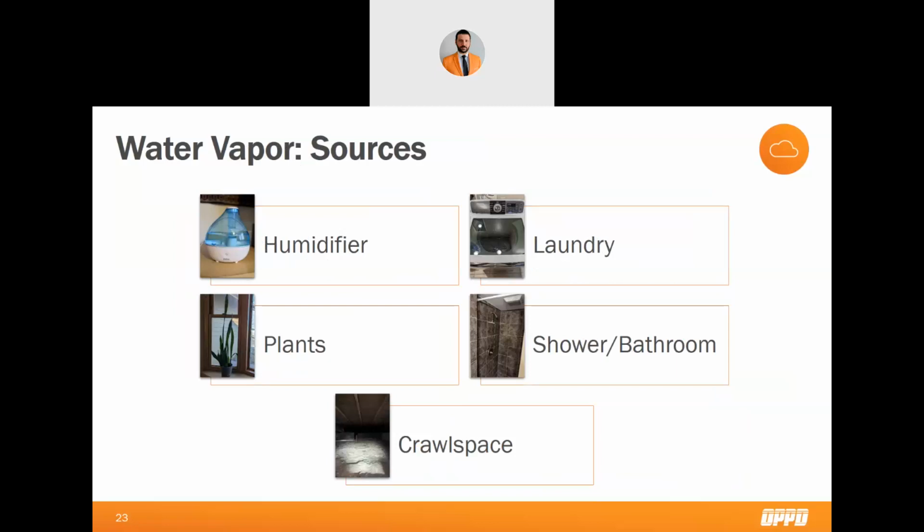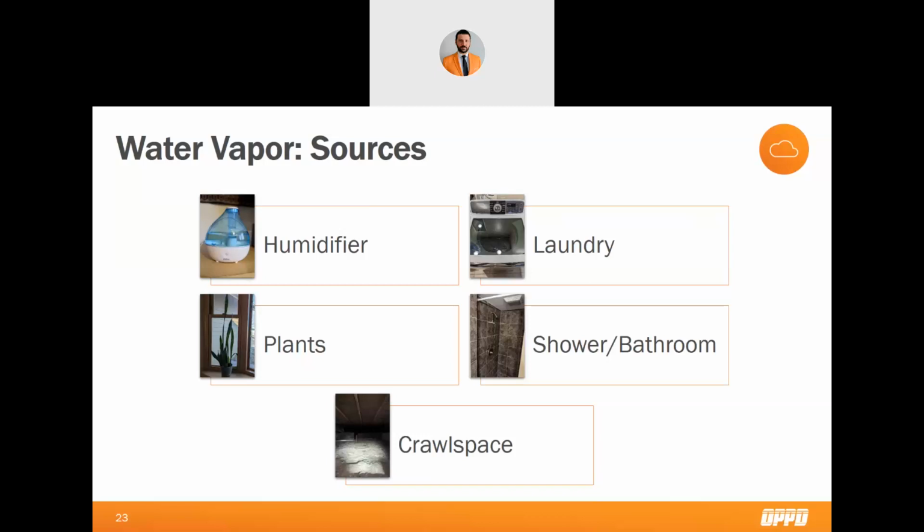Switching gears in our water category, let's look at some of the common sources of water vapor or humidity. Obviously, a humidifier, but also doing your laundry. Plants, the shower and or bathroom, and even crawl spaces all contribute some amount of humidity or water vapor in your home. Of course, some a little more than others, but every little bit adds up.